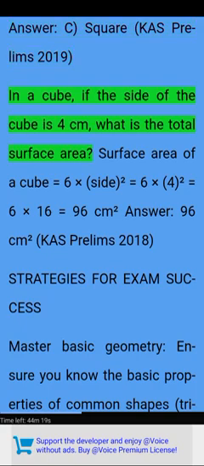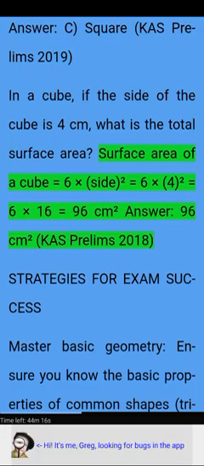CAS Prelims 2019. In a cube, if the side of the cube is 4 centimeters, what is the total surface area? Surface area of a cube equals 6 times side squared, equals 6 times 4 squared, equals 6 times 16, equals 96 square centimeters. Answer. 96 square centimeters.